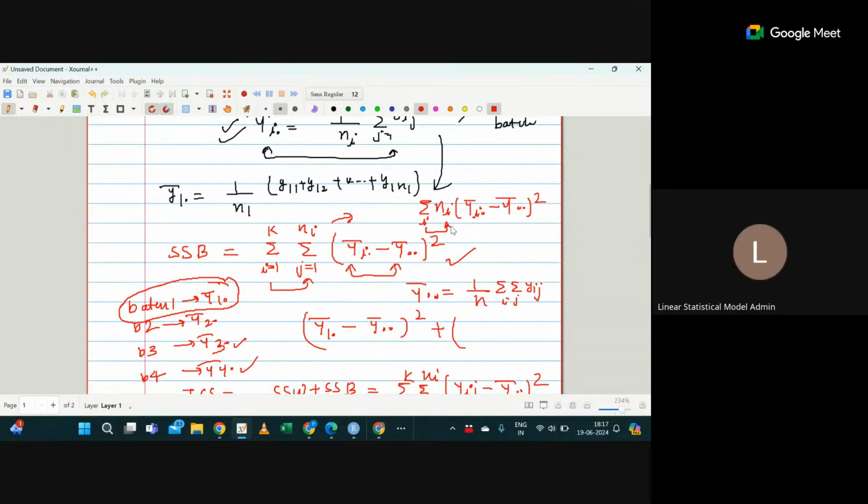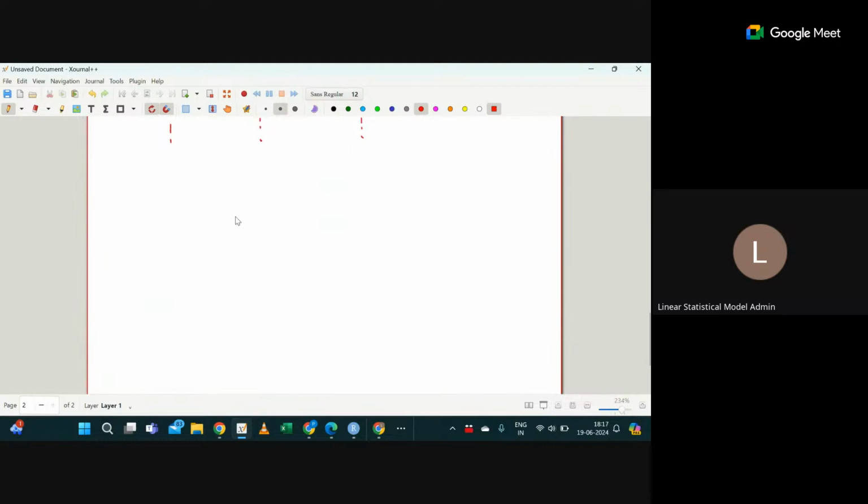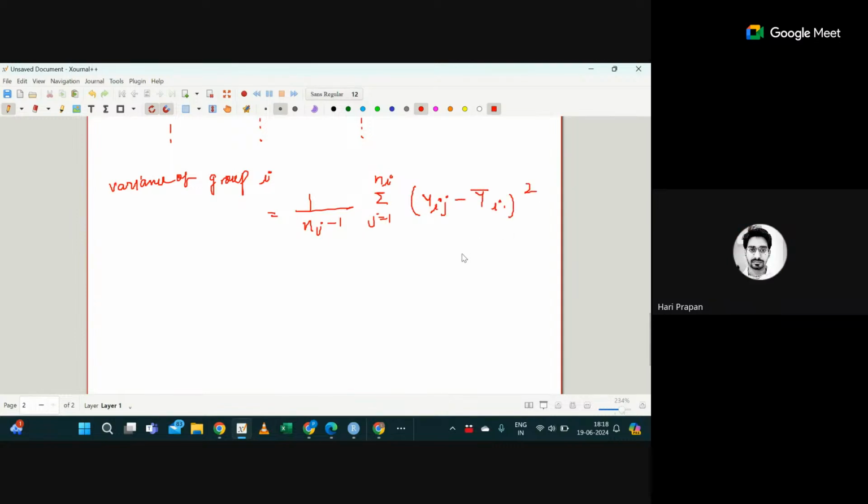Let me write one formula. Suppose I'm going to find the variance of the ith group. How can I write this? Simply 1 upon ni minus 1, summation j equal to 1 to ni, yij minus y bar i dot, squared, right? So what is this? This is nothing but your unbiased estimate for population variance. I'm not talking about that, let's not go there.